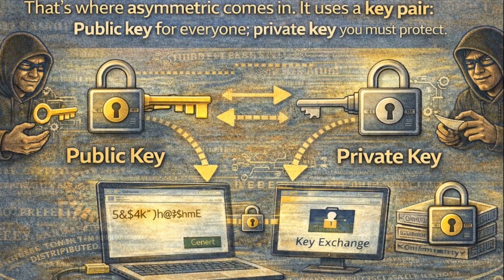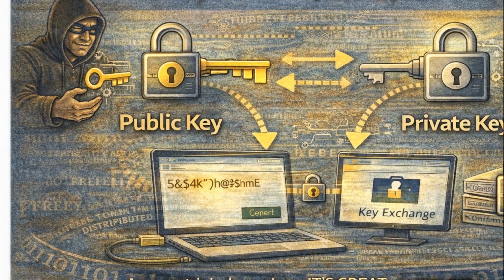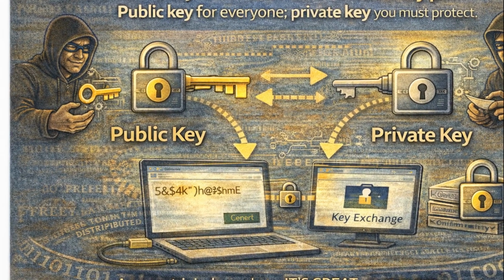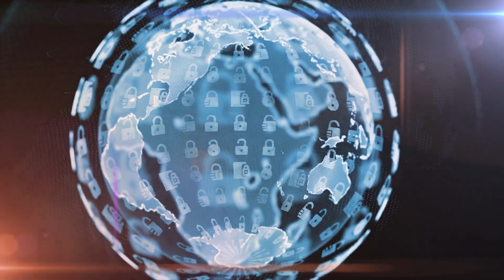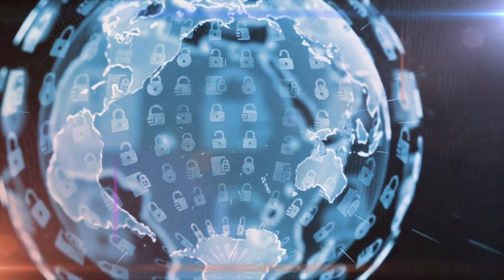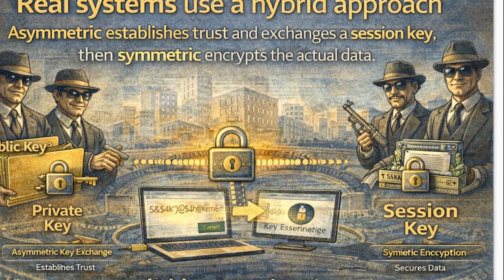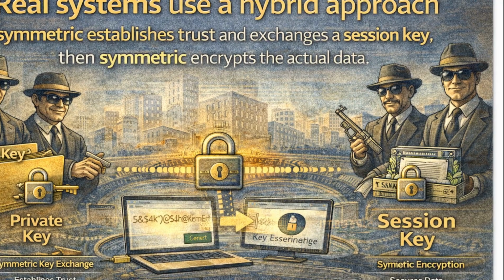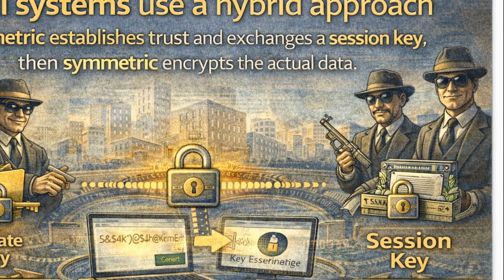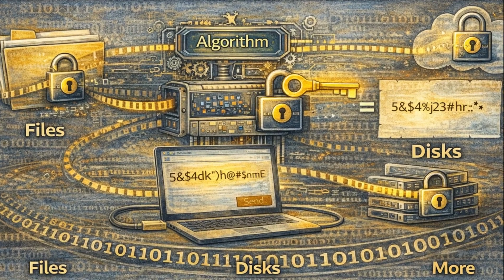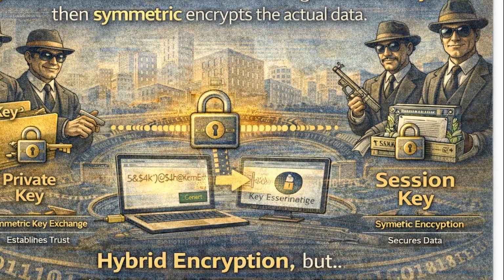Asymmetric uses a key pair. Public key. You can share it. Private key. You must protect it. Asymmetric is slower, but it's great for identity and key exchange. So real systems use a hybrid approach. Asymmetric establishes trust and exchanges a session key, then symmetric encrypts the actual data. Symmetric equals fast bulk data, asymmetric equals trust plus key exchange, hybrid equals real world.